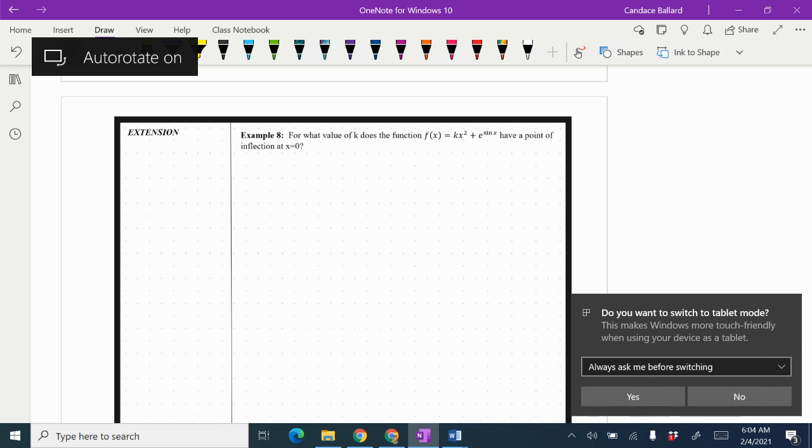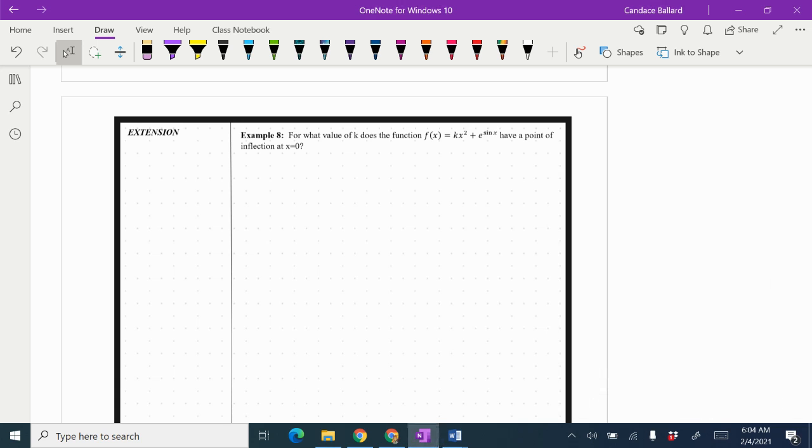In this video, we're going to talk about topic 5.6, and we're looking at example 8, and this is an extension problem. For what value of k does the function f of x equal kx squared plus e to the sine x have a point of inflection at x equals 0? So I know the first thing I need to do is get to the second derivative because it's talking about point of inflection.